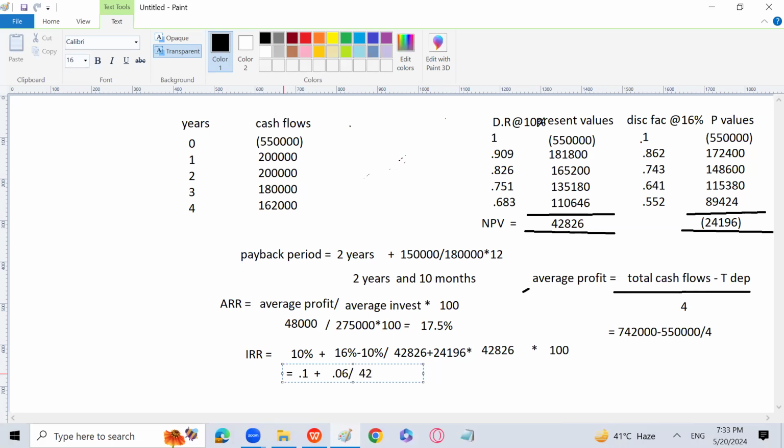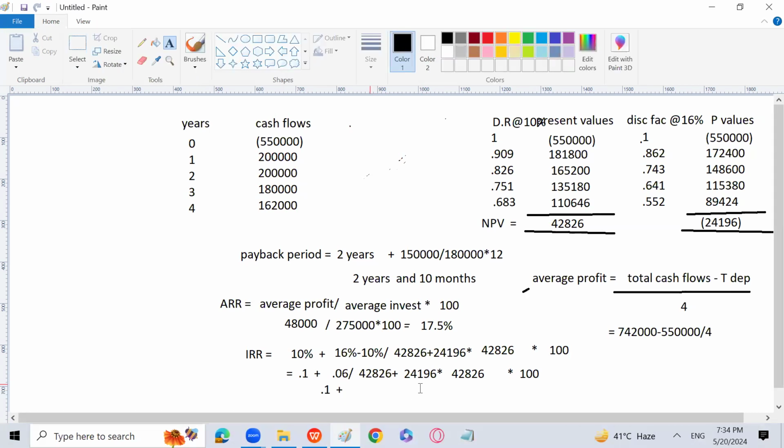So 42826, plus 24196, multiplied by 42826. You will not multiply with 100 now, you will multiply with 100 at the end. Can you please give me the answer for this particular part? How will you calculate it? You will add 42826 plus 24196. Then on the calculator, 0.06 divided by the total of this, into 42826, you will get the answer. How much is it?